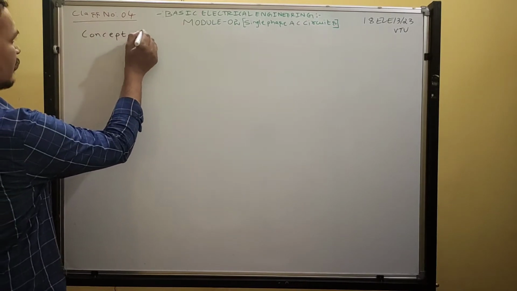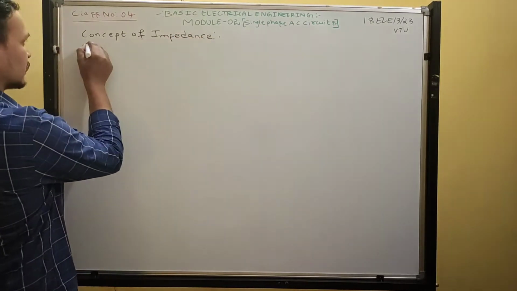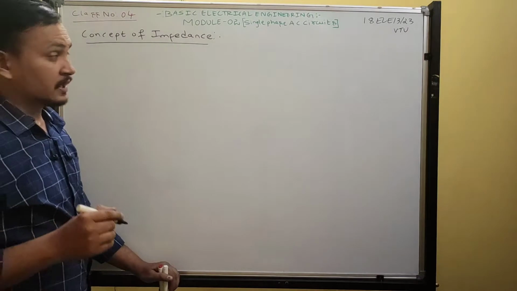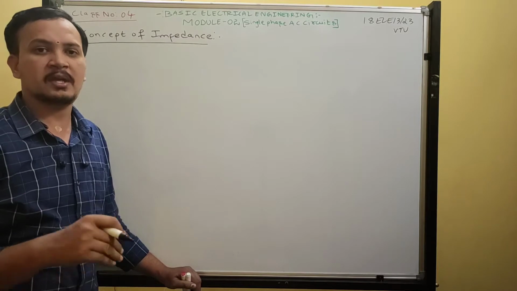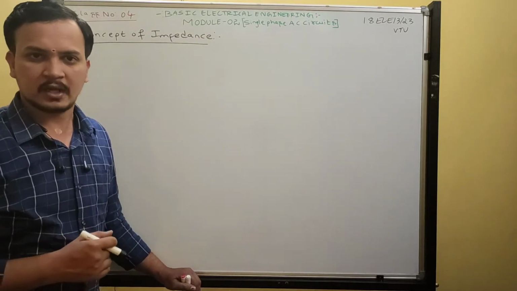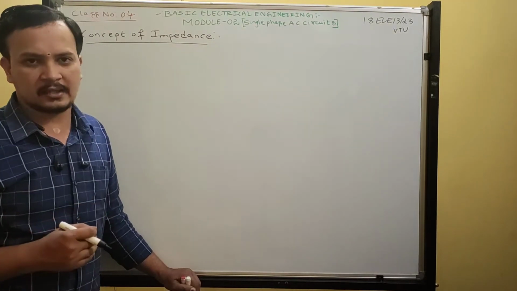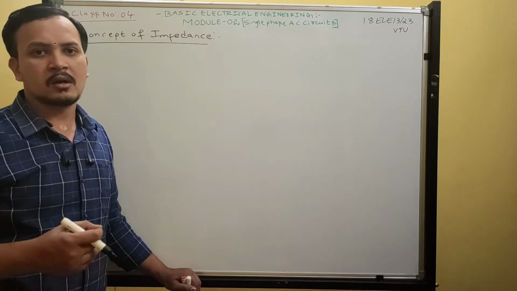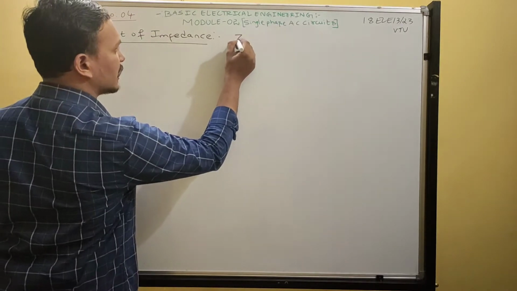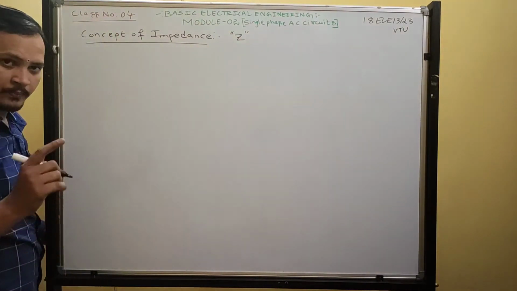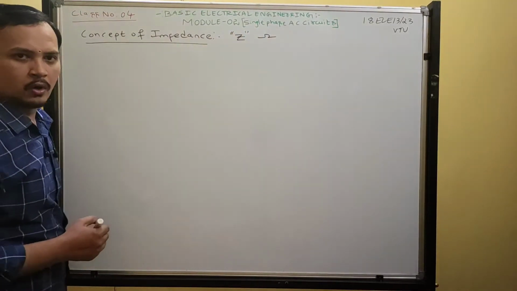So the concept of impedance. What do you mean by impedance? Impedance is defined as the opposition offered by the reactance. It may be inductive reactance or capacitive reactance. Make a note. The impedance is denoted by letter Z and the unit of impedance is ohms.